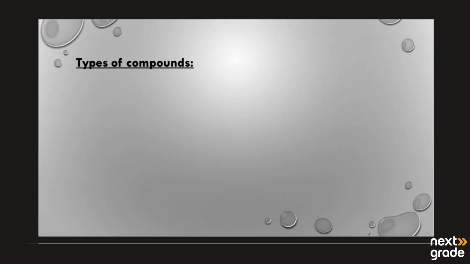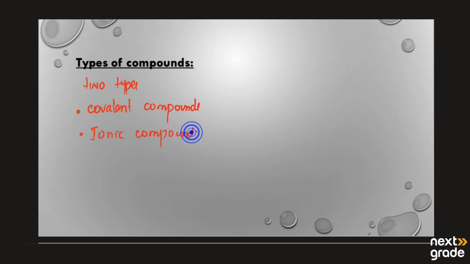Next, we have the types of compounds. Basically, we have two types: the first one is covalent compounds, and the second one is ionic compounds. What is the difference between them? Covalent compounds are compounds formed by the mutual sharing of electrons. These are known as covalent compounds, and their bond is known as a covalent bond.